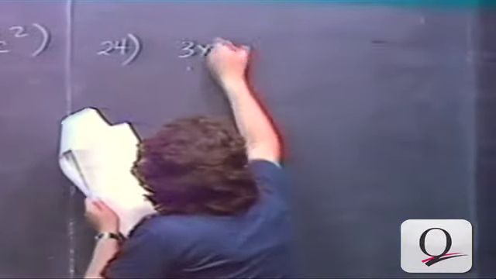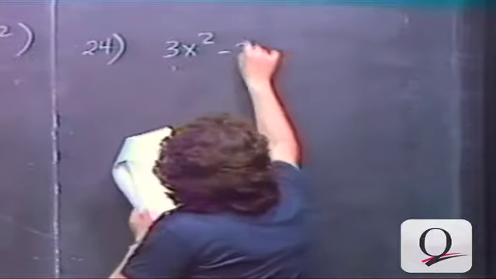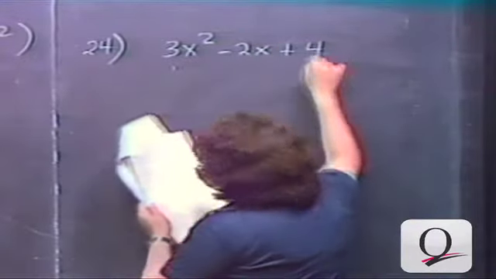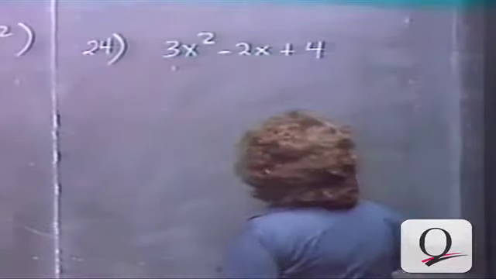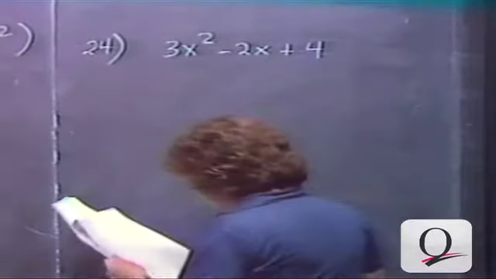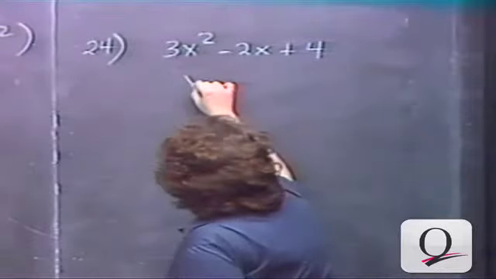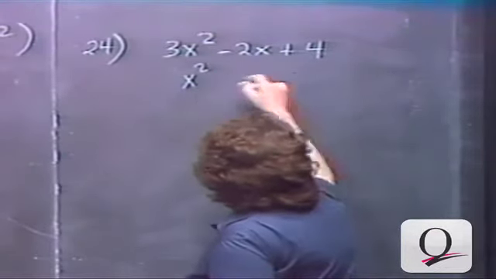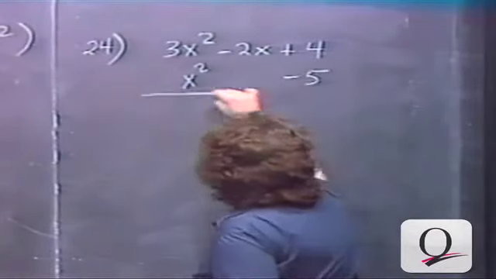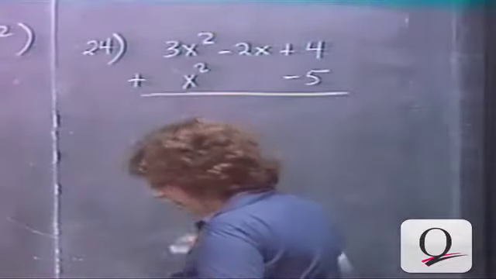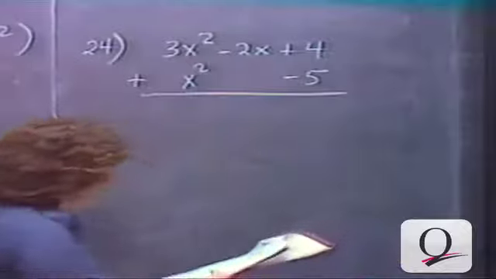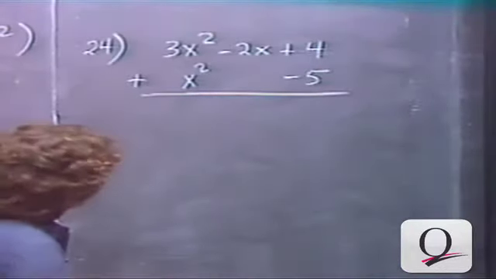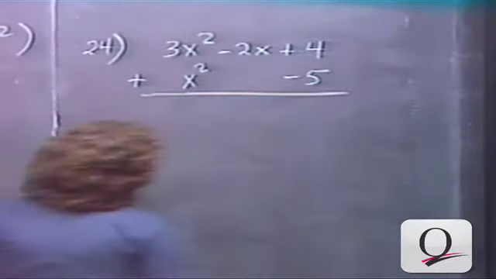Question 24. Add 3x squared minus 2x plus 4 and x squared minus 5. Now they have it written along horizontally. We want to add x squared minus 5. So I'm going to do it vertically and line it up, the x squared minus 5 in that fashion, so that the like terms appear under each other.